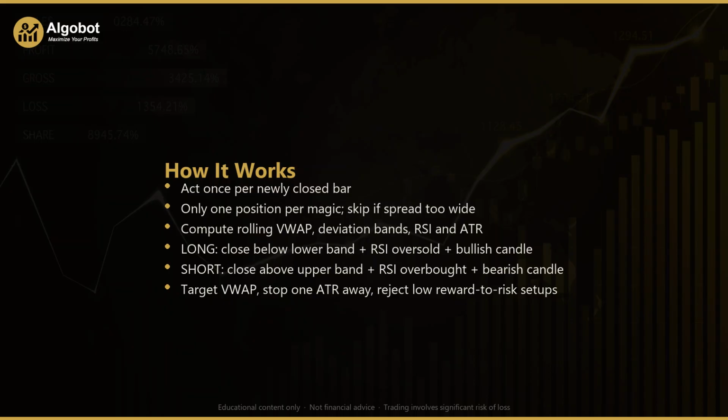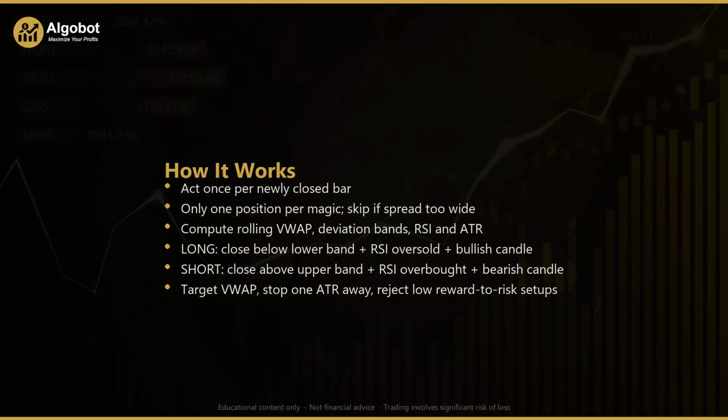The strategy only evaluates the market once per newly closed bar, so it ignores the noise inside a forming candle and acts on confirmed information. Before it considers anything, it checks 2 housekeeping filters. First, it allows only one open position per magic number at a time, so the structural stop and the mean target manage each trade to completion without stacking new orders on top. Second, it skips new entries whenever the current spread is wider than the maximum spread setting, which by default is 80 points, to avoid entering when trading costs are elevated.